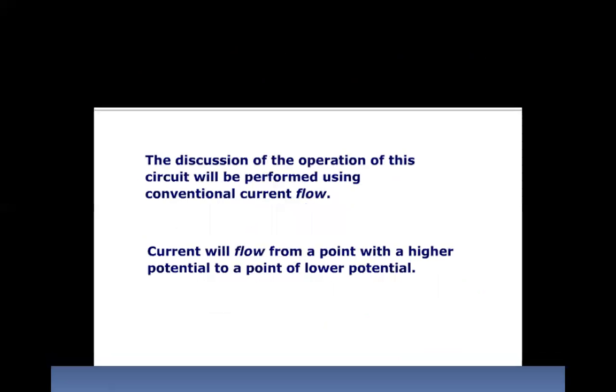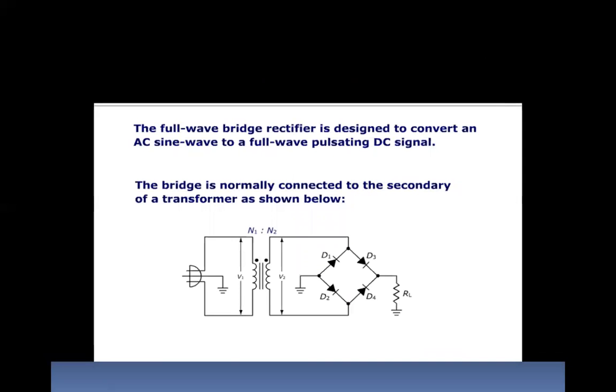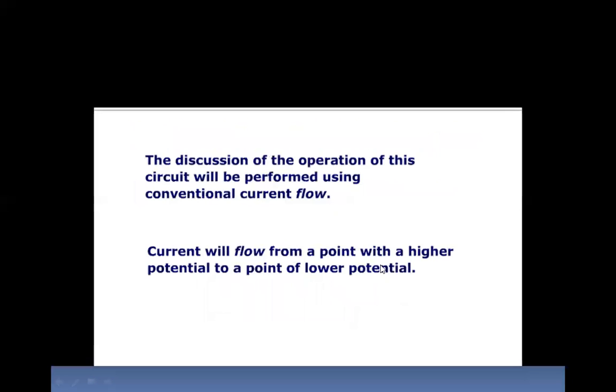So this is how the connections are made. Now see, a full wave bridge rectifier is designed to convert an AC sine wave to a full wave pulsating DC. Full wave means for the positive half cycle and for the negative half cycle, it will be converting to an output. The bridge is normally connected to the secondary of the transformer as shown in the figure. See the connections. This is the primary and this is the secondary, and this bridge is connected to the secondary of the coil. Here is a load resistance between these two points, and these two points are made to the earth.